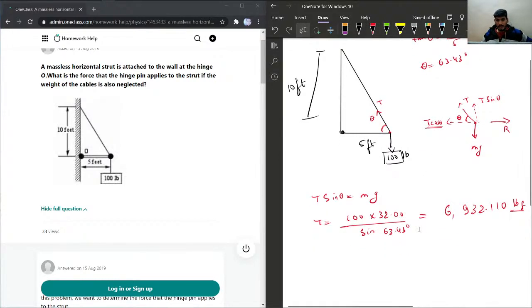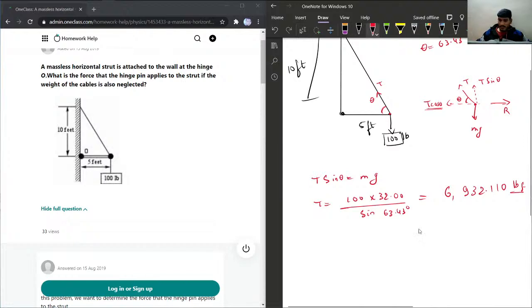Now we have the value of tension, and from horizontal equilibrium I can say R is T cos theta. So I'll just multiply cos theta in this, so into cos of 63.43, and this is 3100.669 pound force.